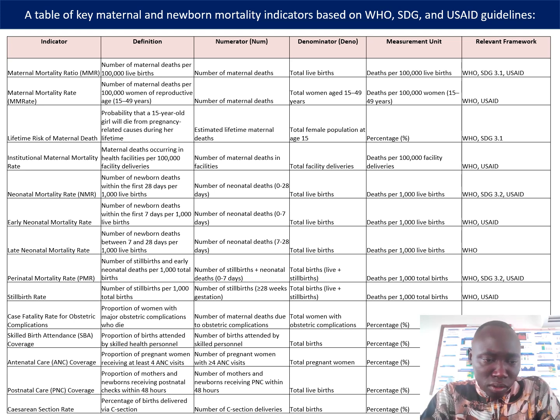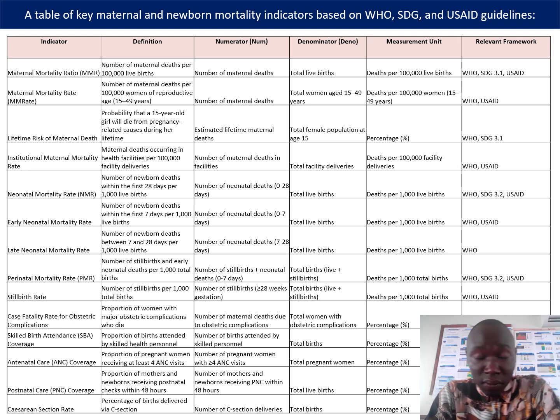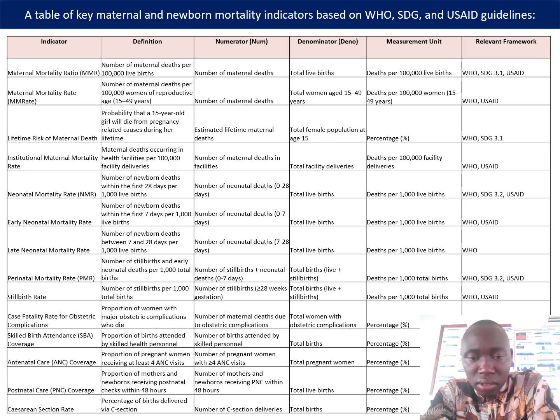Because someone would ask me what the difference is between the early neonatal death and the late neonatal death. Early is within 0 to 7 days, whereas late is from 8 days to 28. Anything beyond that doesn't fall within these two indicators. So the numerator for early neonatal mortality rate is the number of neonatal deaths 0 to 7 days. Still, we're going to channel it to total live births as the denominator. It is measured per 1,000 live births.